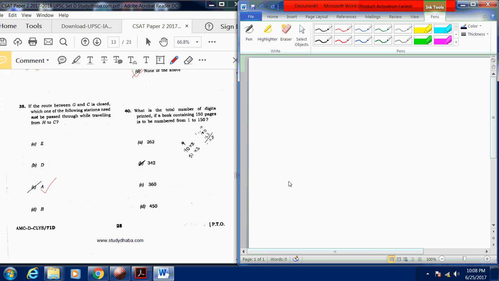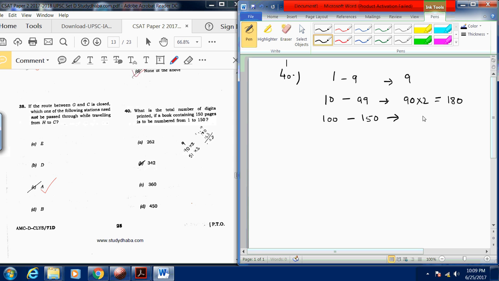Now moving on to the next simple question. The total number of digits printed if a book contains 150 pages is to be numbered from 1 to 150. So you have to find out the total number of digits that are printed. So let's see, from when you printing from 1 to 9 page numbers, you will have 9 digits. Now from 10 to 99, you will have 90 into 2, because each number has 2 digits, so 180 digits. And from 100 to 150, you will have 51 into 3, that is 153 digits. So you add all these, you'll get 342 digits. That is your answer.